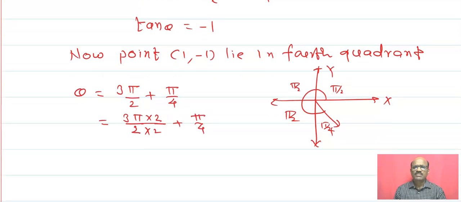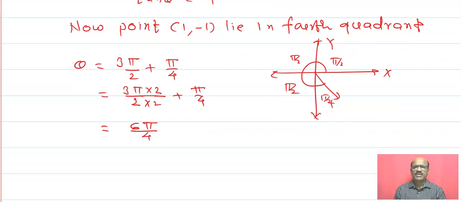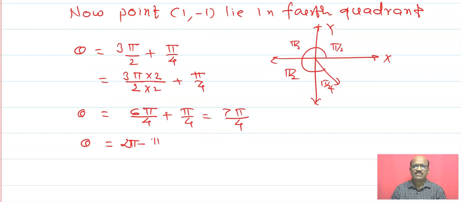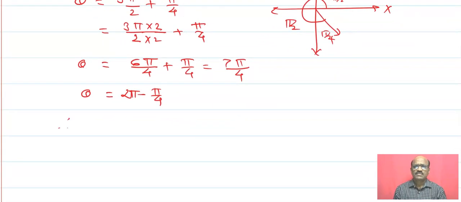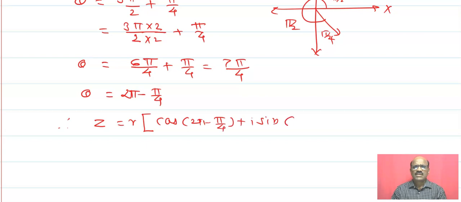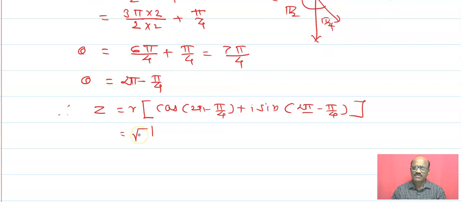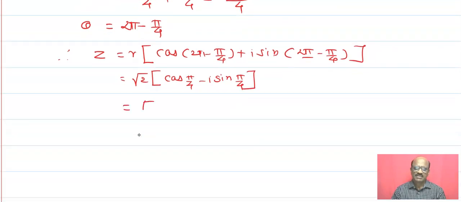This is pi by 2, pi by 2, pi by 2. That is 3 pi by 2 plus pi by 4, that is 7 pi by 4. Now again this 7 pi by 4 can be written as 2 pi minus pi by 4. That is z is equal to r times the polar form, cos of (2 pi minus pi by 4) plus i times sine of (2 pi minus pi by 4).